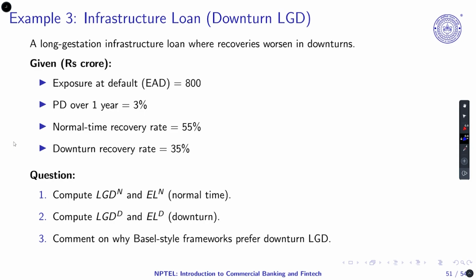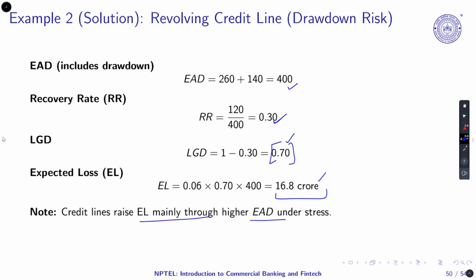Now let me highlight one more aspect. I think it is worth mentioning here that the drawdown that we are getting here, it is coming out to be 400. So this is what exposure at default is going to be. We have 260 as utilization, 140 we are expecting as the drawdown. So 400 is exposure at default. Recovery rate that we are having is just 120, so out of 400 it is just 0.3. So loss given default is going to be how much? 0.70. So expected loss is nothing but probability of default, which is 0.06, and then 70% is the LGD, and my exposure is 400 crore.